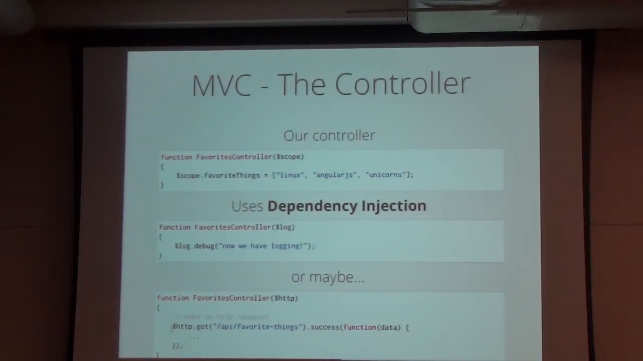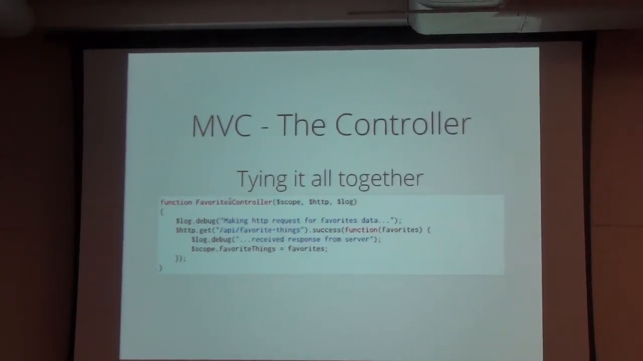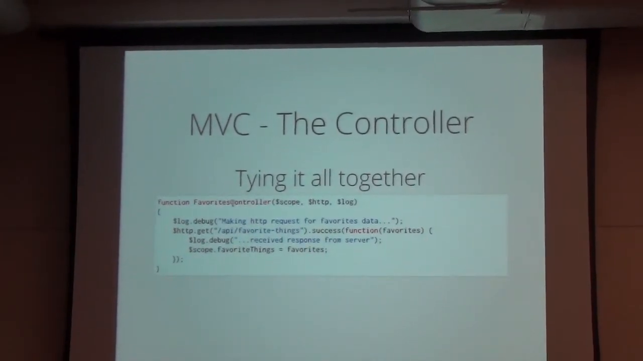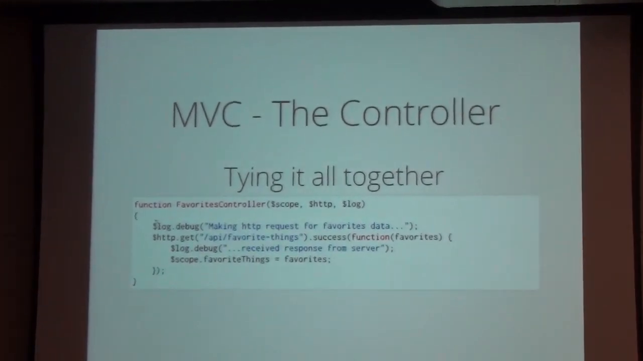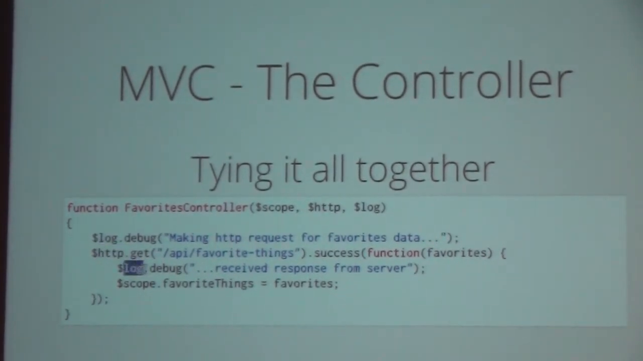We could ask for an $http object, and then we can make AJAX requests from this controller. Using this sort of syntax, we say make a GET request to this API URL, and then on success, execute this function with the data returned from that URL. To use all three of these together, we could get our favorite things from an API as opposed to hard coding them. We'll debug that we're about to make an AJAX call, make the AJAX call, log that we got the response, and then set the favorite things variable on our scope to the favorites that we got back from that API call.